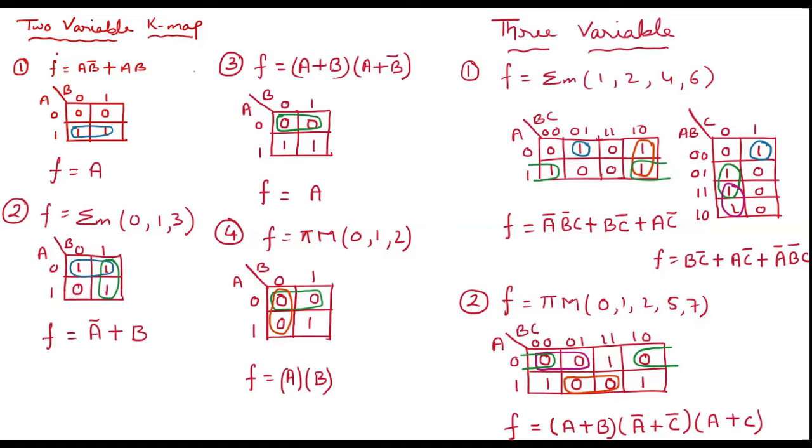Okay, so you can see the first one, F equals AB complement plus AB. I need to project this in a two variable K-map. How is it two variable? You can see only A and B are the two variables. Okay, so this is a two variable K-map. So you know how to design the map. So I have taken the map over here.